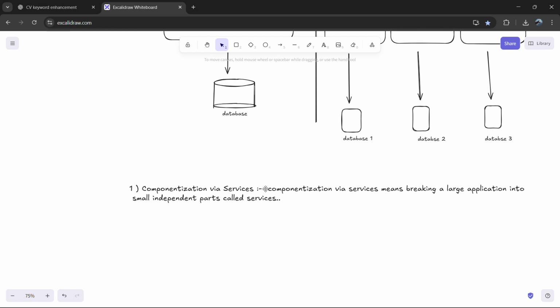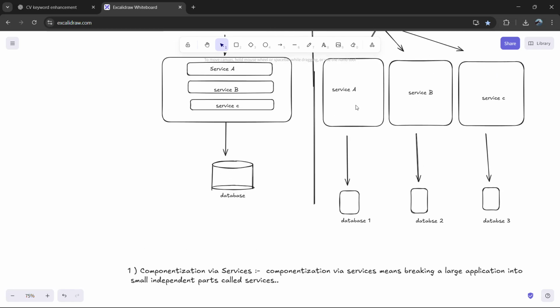Another big advantage is maintainability. It is easy to maintain. We can maintain our service A, service B, service C independently. These are not connected to each other, so it is very easy to maintain each service as a single part. A change in one service does not affect the other.